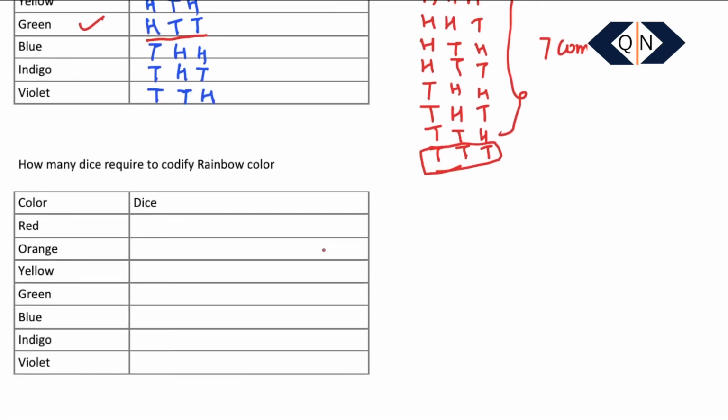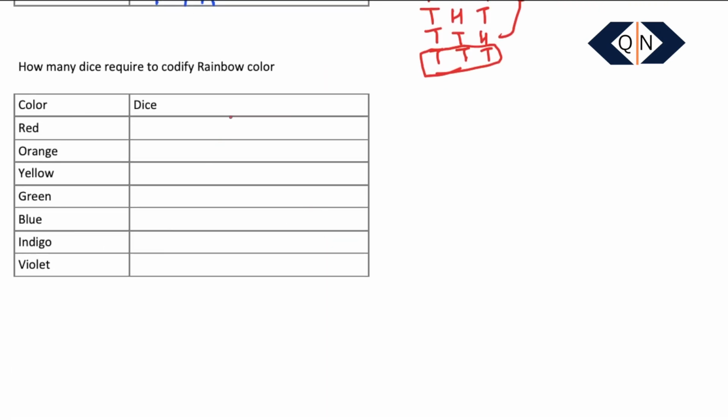Now moving forward, how many dice are required to codify these rainbow colors? Till now we have been codifying everything with the help of coins. Can we do that with the help of dice? Because in the earlier video we have seen that a dice has 6 outcomes: 1, 2, 3, 4, 5, 6. So we have 6 things which can codify this.